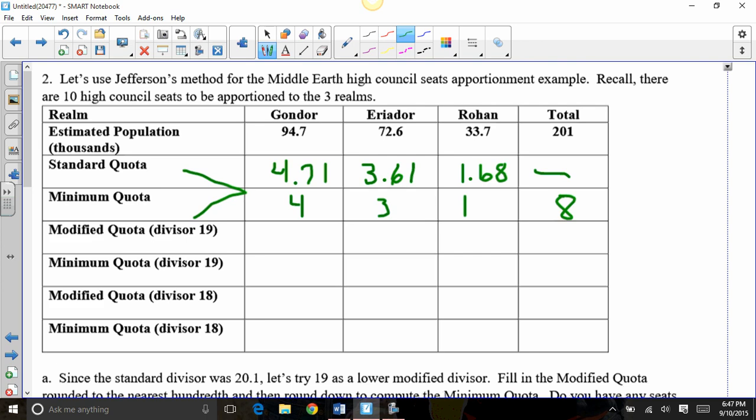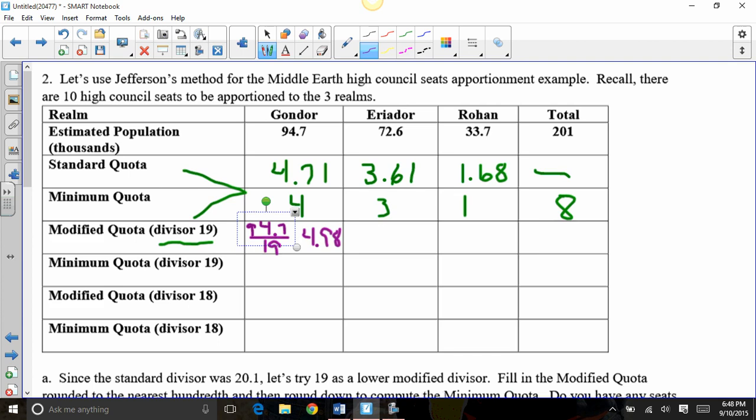I know we had already done this, but if you'd started from scratch with Jefferson's method, you needed to do that first, because if all 10 seats had been allocated, Jefferson says stop right there. But here, because all the seats had not been allocated, we go now with a new modified divisor. I picked the divisor for you, and I said, now go with 19. So what that means now is I take that 94.7 and divide it by 19. I'm still rounding to 2 decimal places, so that's going to give me 4.98.